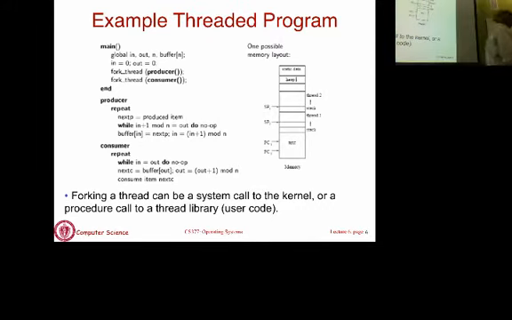Here is an example of producers and consumers using threads. This is pseudocode. It's not going to work in any particular language, but it illustrates the concept. We are going to write producers and consumers as a threaded application. Two or three lectures ago, I showed you producers and consumers that were independent processes. They were independent address spaces, and we needed a shared buffer in the form of shared memory for the producer and consumer to communicate.